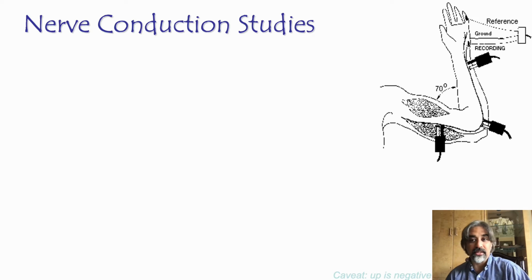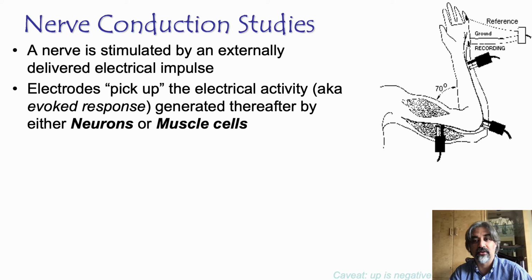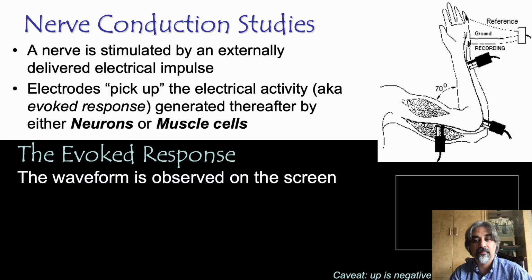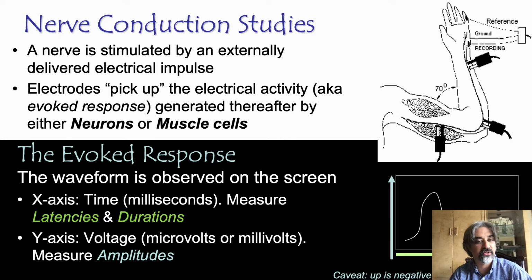Now let's get into the weeds. In the last lecture, you saw this slide and we unpacked the dickens out of it. Shocks are delivered to the body for nerve conduction testing. After the nerve is stimulated with this exogenous current, pickup electrodes elsewhere on the body display the electrical activity generated by nerves or muscles. The picture on the screen is called the evoked response. The x-axis measures time and the y-axis measures voltage.